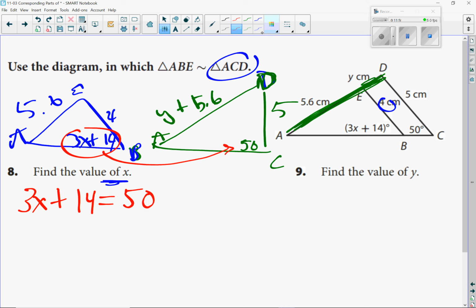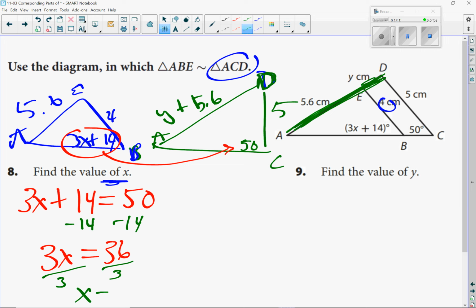So this I'm just going to solve by subtracting 14 from both sides. That gives me 3x equals, what is that, 36? And divide both sides by 3. And that'll give you x equals 12.